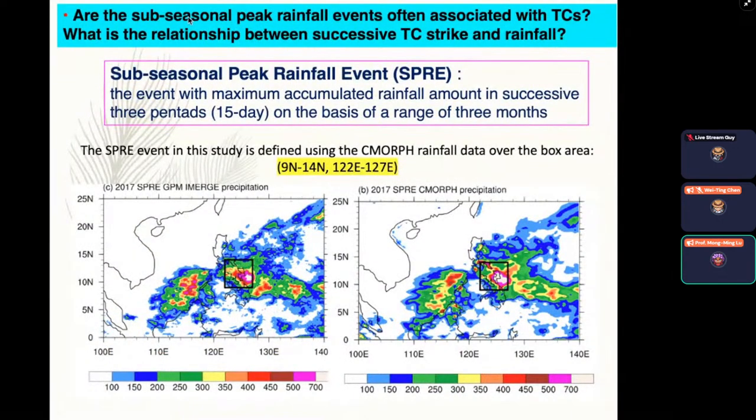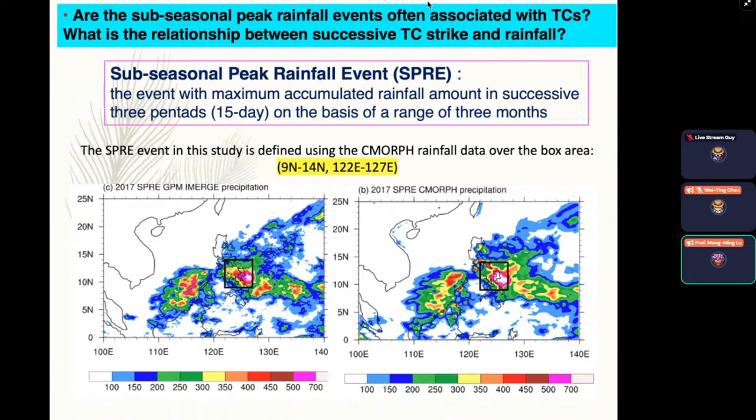Okay, so the second question is, are the subseasonal peak rainfall events often associated with TCs? And what is the relationship between successive TC strikes and the rainfall? The target event of this study is the so-called subseasonal peak rainfall event, SPRE. The definition is very simple. It's the event with maximum accumulated rainfall amount in successive three pentads, that's 15 days, on the basis of a range of 3 months. So we detect this SPRE by using a moving 3-month window, so that we can detect the SPRE in a continuous way to find out the maximum subseasonal peak rainfall event within the 90 days.